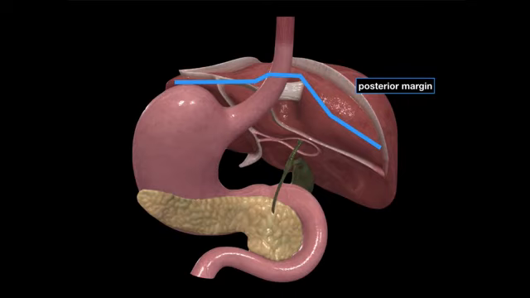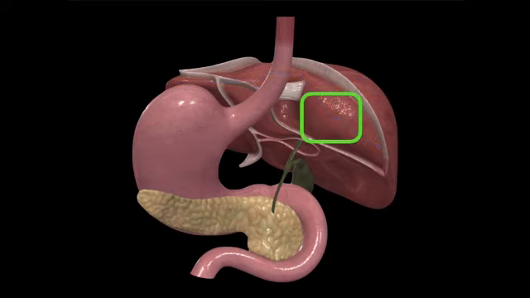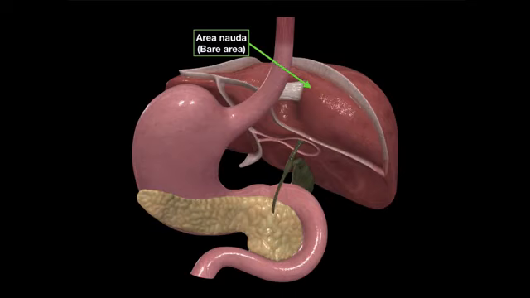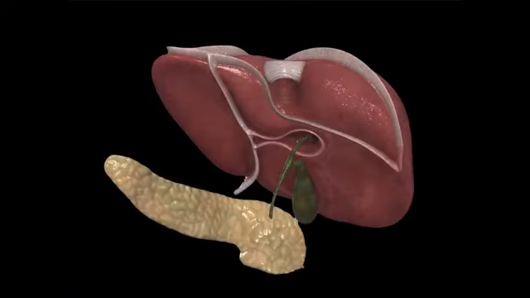And what's interesting here is that the whole liver is covered by ligaments and fat except for this area right here on the posterior margin called the area nuda, or the bare area, which is directly in contact with the diaphragm, because remember, the diaphragm lies on top of the liver. So now that we're looking at the liver posteriorly, let's go ahead and look at its distinct features back there.